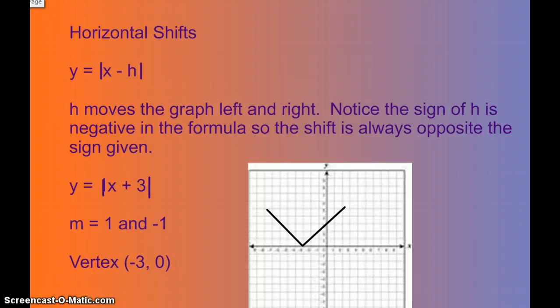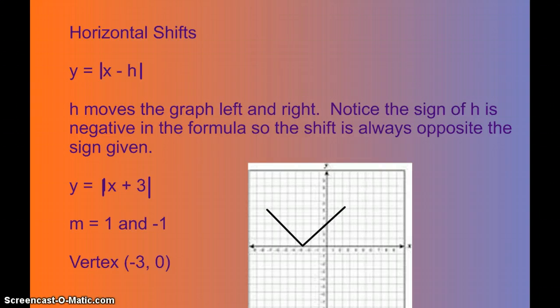Alright, if we can move the graph vertically, we also have to be able to move the graph horizontally. And so you see here our horizontal shift is represented by an h. We have y equals the absolute value of x minus h. Now, hopefully you recognize the difference between our vertical shift and our horizontal shift. Our horizontal shift has been added or subtracted on the inside of the absolute value rather than the outside. Now the h value, we said, is a horizontal shift. It's going to move our graph to the left and to the right. And you'll notice in the equation the sign of h is negative. It's x minus h in the formula. So therefore, that means the shift is always going to go opposite the sign that's given, because the formula is minus.